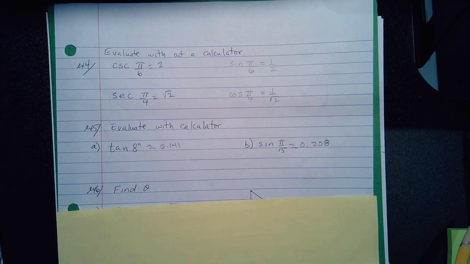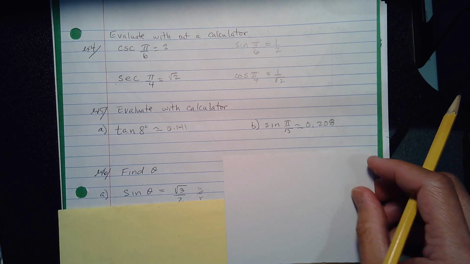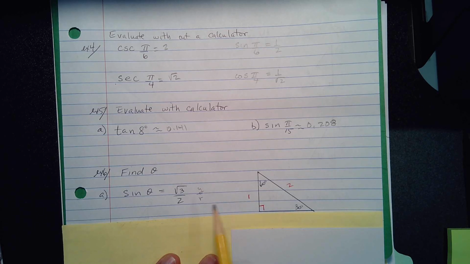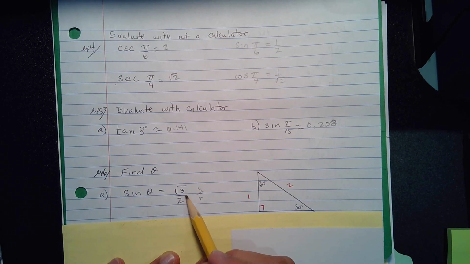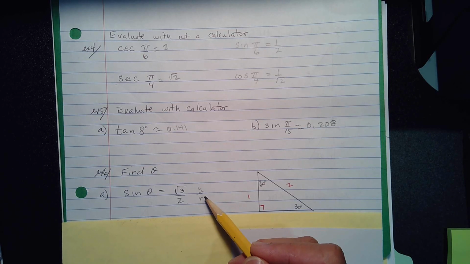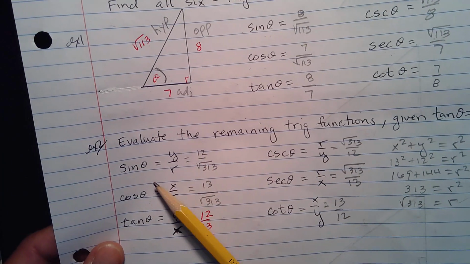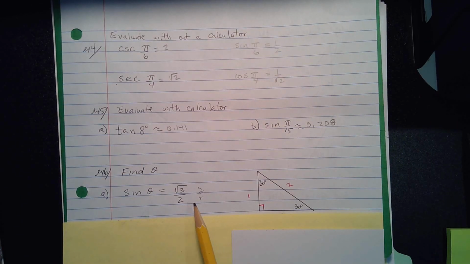All right, example 6. Example 6 says, find theta. Okay, so we have to find sine theta. So I know that if sine theta is equal to radical 3 over 2, remember, this was y, this was r. Remember these relationships from example 2. Sine theta is y over r. So that's radical 3 over 2.